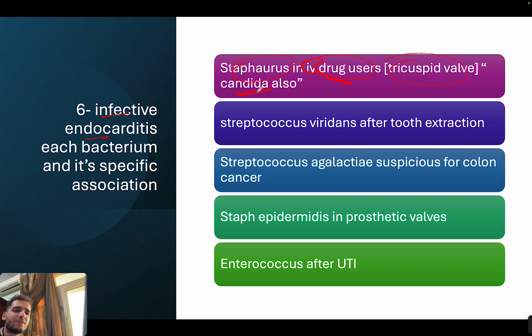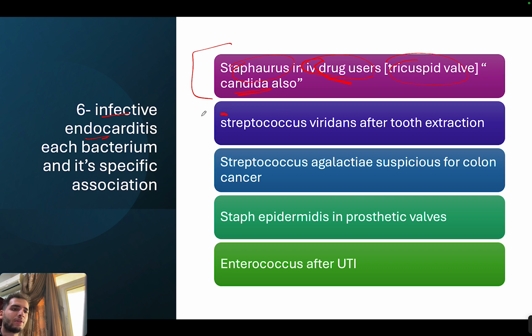Now, another important thing is that it can cause acute endocarditis, meaning it can affect normal and healthy valves. It doesn't need the valve to be damaged, okay? And this is the thing about the staph and the candida itself. Now, they can also happen through anything that's injected in the veins. For example, a catheter, central venous catheter, right? So it's not only confined to an IV drug user.